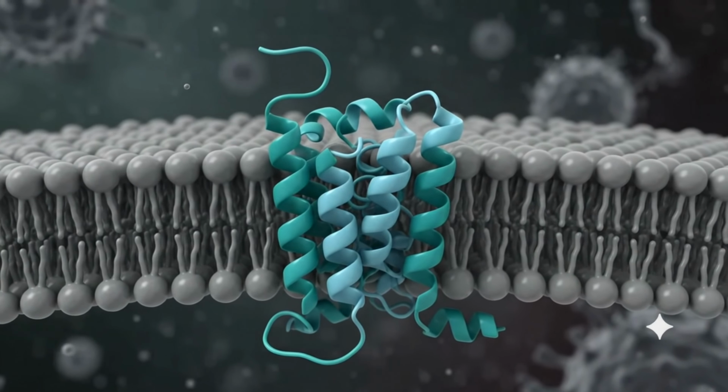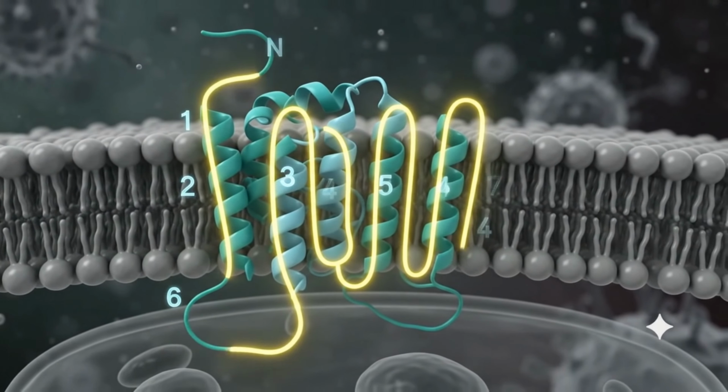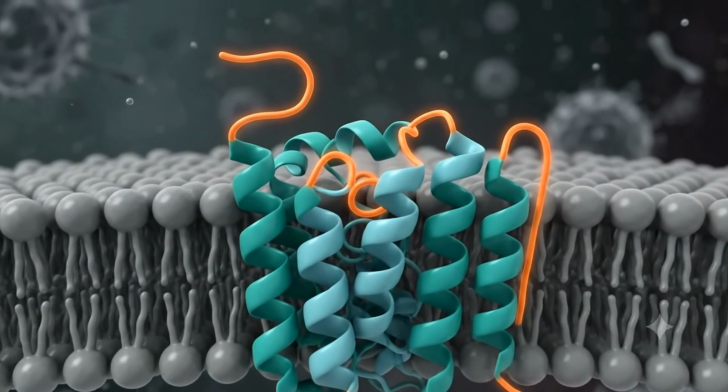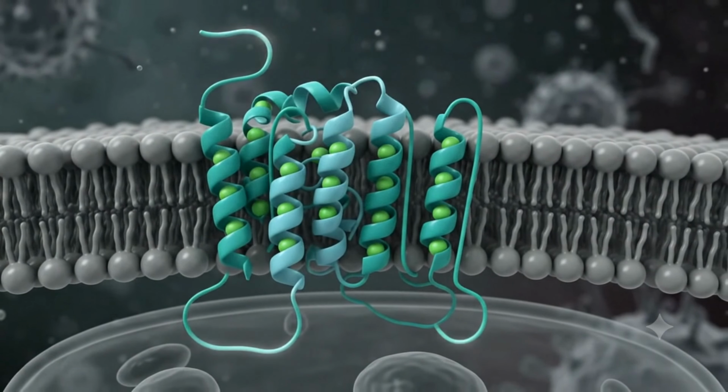Moving on with the structural overview, GPCRs are often referred to as 7 transmembrane receptors. They consist of a single polypeptide chain that crosses the membrane exactly 7 times. Now let's examine the extracellular domain. It contains the N-terminus and various loops. This is the primary binding site for hydrophilic ligands like peptide hormones or neurotransmitters.